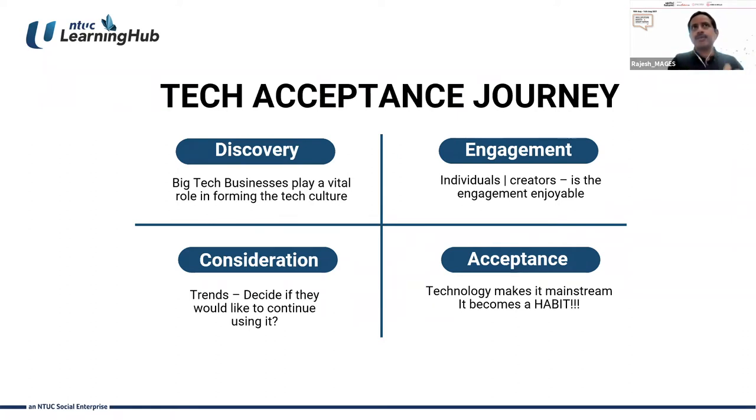Consideration, then we start to use those kinds of applications or solutions. Consideration, that's my friends. Engagement, when we start engaging with the user or a customer. And the last is acceptance. Acceptance is like what I talked about with Google, Netflix, and Amazon. Acceptance is when the technology goes mainstream and becomes a habit. So you don't have to teach anyone how to do it. They know how to do it. That's how it is, and this is very, very relevant when you start getting into the AR, VR field.